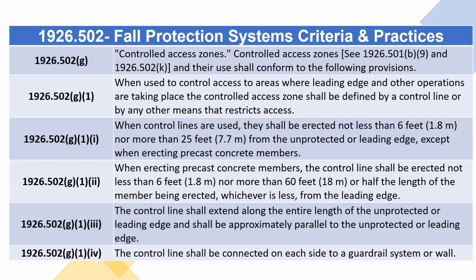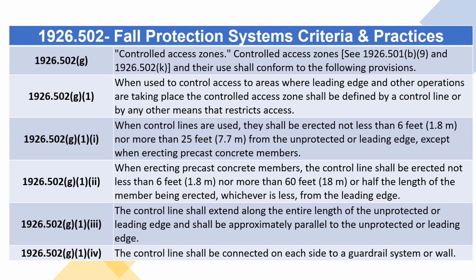1926.502(g). Controlled access zones. Controlled access zones, see 1926.501(b)(9) and 1926.502(k), and their use shall conform to the following provisions. 1926.502(g)(1) through 1926.502(g)(1)(4). When used to control access to areas where leading edge and other operations are taking place, the controlled access zone shall be defined by a control line or by any other means that restricts access.